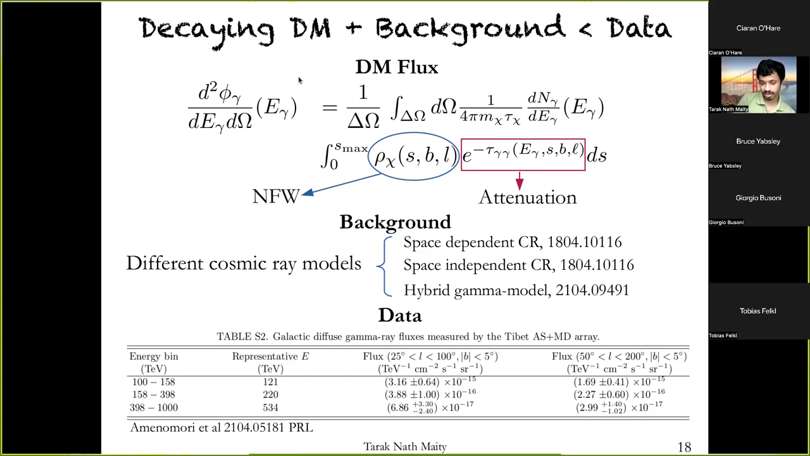Once you calculate the gamma ray flux from the dark matter decay, then as I said, the cosmic ray physics is there. And we don't know which cosmic ray model is true. So that's why we have taken three different background cosmic ray models, the space independent, hybrid, and gamma ray models, which are there in the literature. What you essentially want to do is take the gamma ray flux from here, and take one of the cosmic ray background models and take the gamma ray flux from there, and just add them up to see the region of the dark matter parameter space where the observed flux is not overshooting the data. So data is given by this. These are the energy bins that I have discussed, and these are the three representative energies that I have plotted in that flux plot.